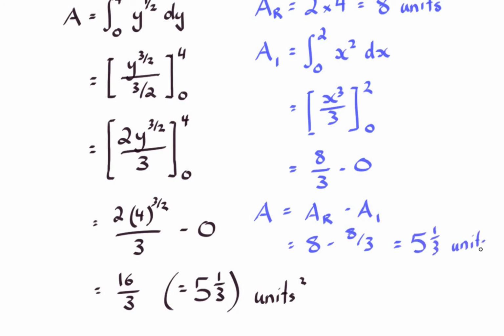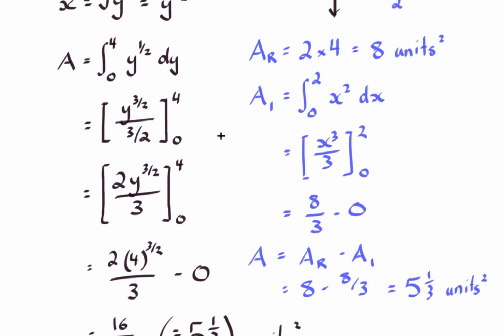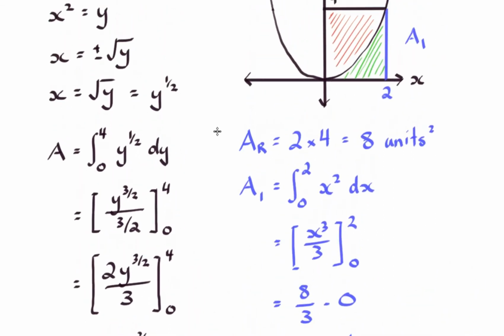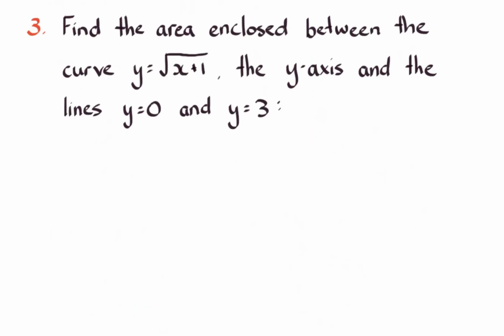So both methods are perfectly fine, and it's just good to see both ways of doing it, because sometimes it's going to be easier to integrate between the curve and the x-axis, or maybe it'll be easier to integrate between the curve and the y-axis. Okay, so it's good to know that in either case, we can just set up a rectangle for the total area, and then we can play around with the two areas that make up that rectangle. Okay, one more example.